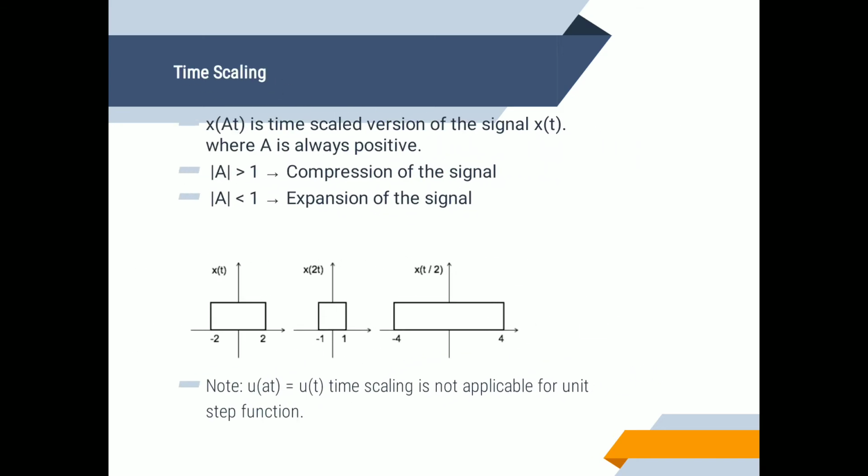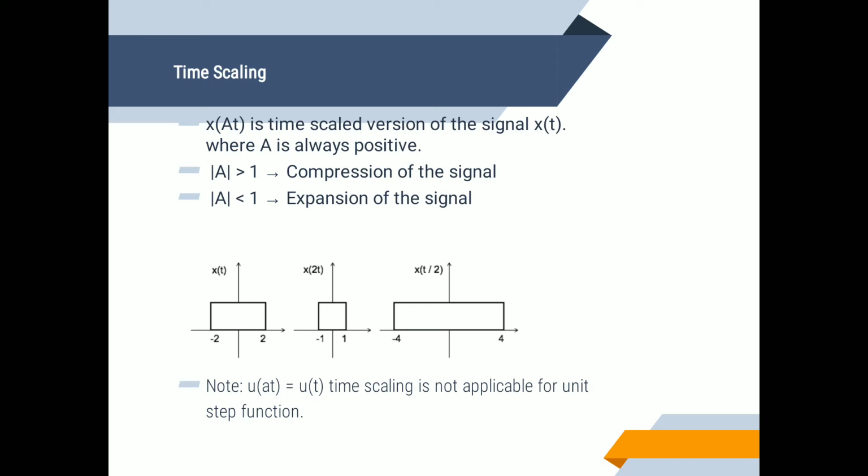Time scaling is represented by x(at), which is the time scaled version of the signal x(t), where a is always positive. Mod of a greater than 1 is compression of the signal. Mod of a less than 1 is expansion of the signal. These are the following diagrams which show compression of the signal and expansion of the signal. Note: u(at) equal to u(t). Time scaling is not applicable for the unit step function.